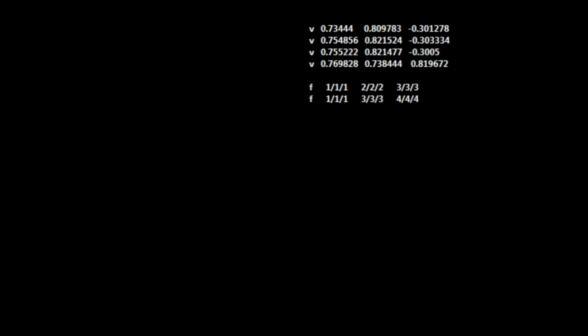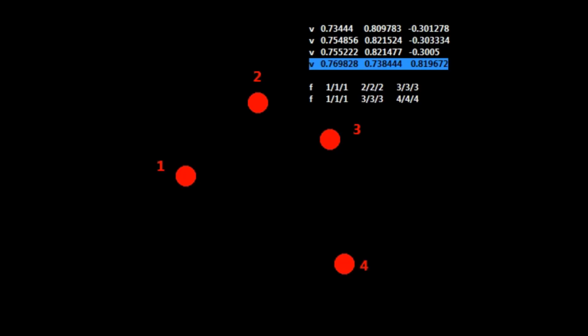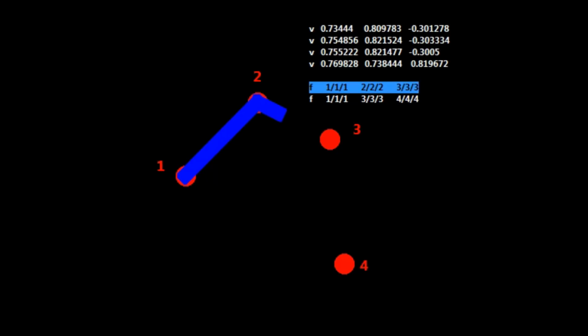In today's video, I'll show you how to load a model. The first thing you need to load are the vertices and then the faces. Begin loading the model by loading in the vertices. Each vertex has its own line, and the first one is considered vertex 1. Then, when you're ready to load in the faces, which begin with the letter F, you simply connect the dots of the vertices you've already loaded in.